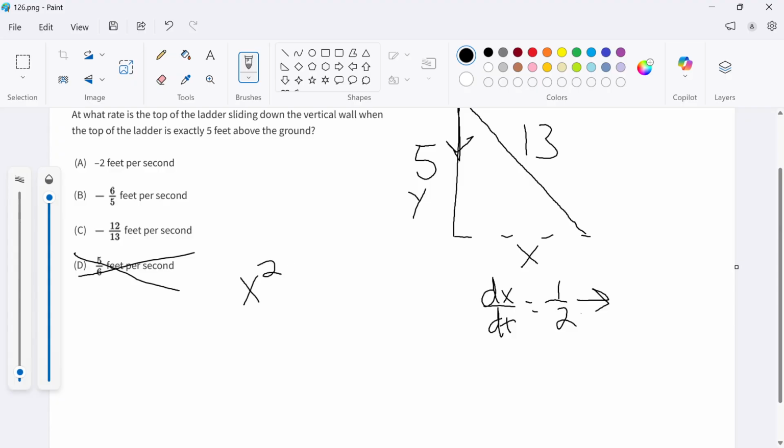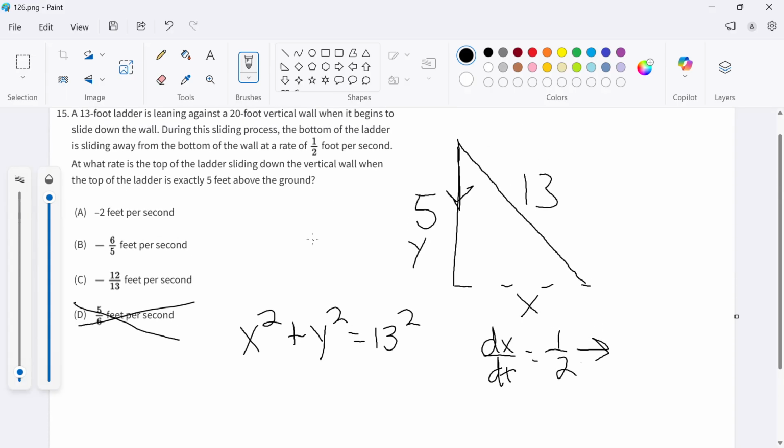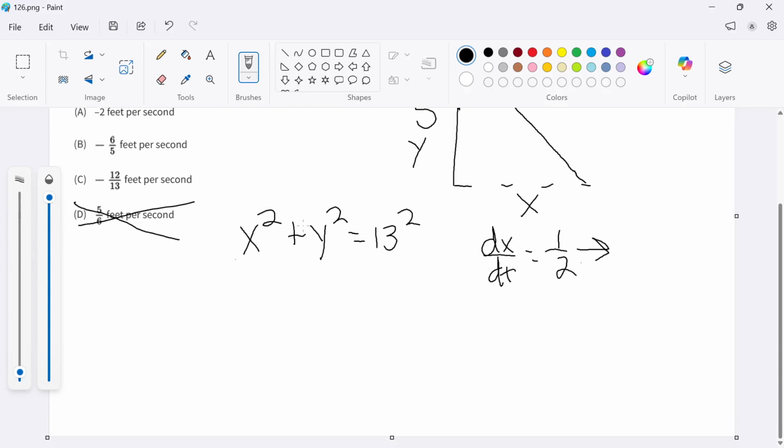How do I relate these three distances here? Well, x squared, this is a right triangle, plus y squared equals 13 squared. Pythagorean theorem. Now, all I have to do is differentiate this. With respect to t, the y squared and 13 squared terms will just be 0 for the x part. So this is 2x dx/dt. And then with respect to y, this is the only one that matters, plus 2y dy/dt. And 13 squared, it's a constant, so its derivative is 0.